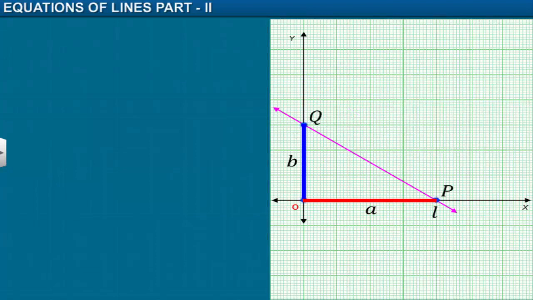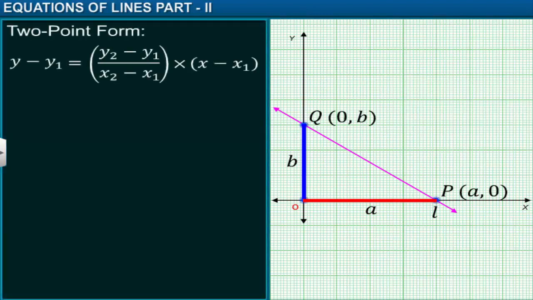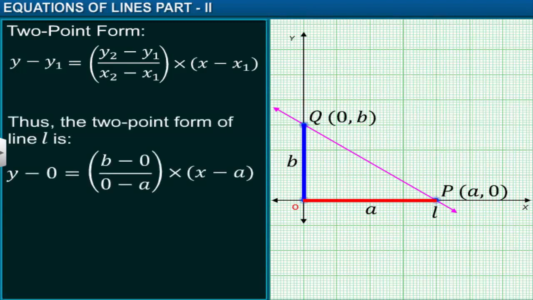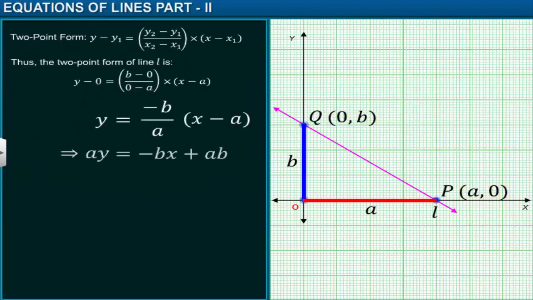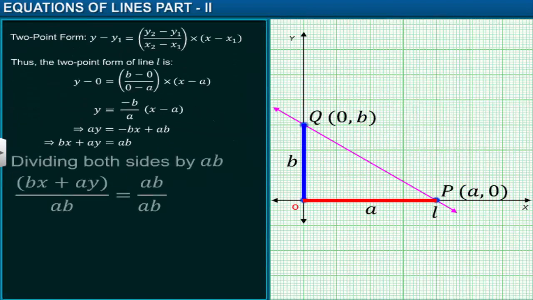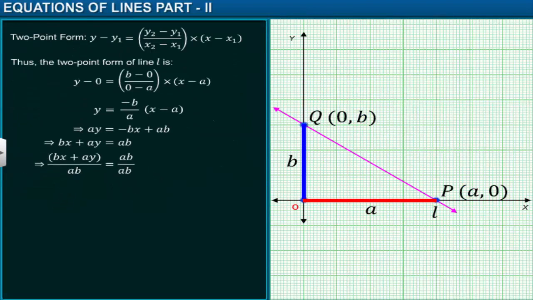Therefore, the coordinates of point P are (A, 0) and that of point Q are (0, B). We already know the two-point form of the equation of a line passing through the given points (x1, y1) and (x2, y2). Substituting the coordinates of points P and Q in the two-point form and simplifying, we get the intercept form of the equation of a line as x/A + y/B = 1.